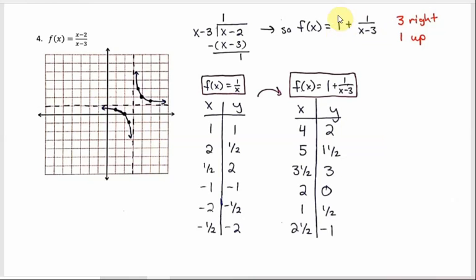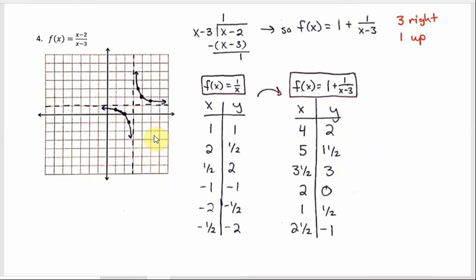But this thing is a transformation of 1 over x. Because you can say, well, we've got x minus 3 instead of x. That's a horizontal shift. And then you got a plus 1. That's a vertical shift. So it's 3 to the right and 1 up. So I wrote out the original points for 1 over x, and then with both transformations. So I added 3 to the x coordinates and added 1 to the y coordinates.